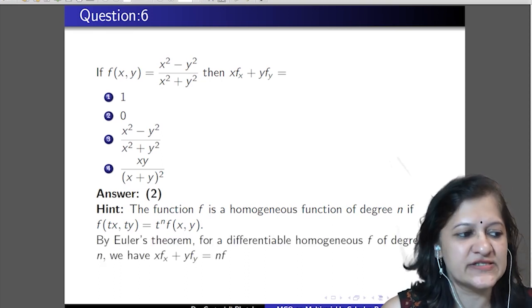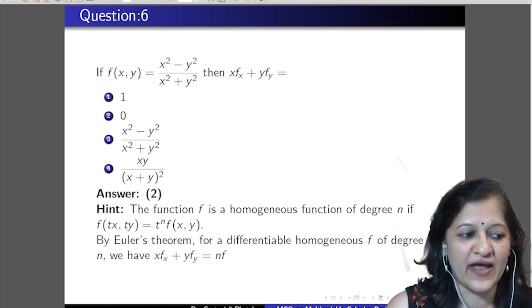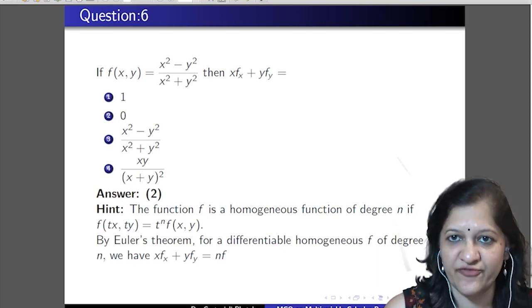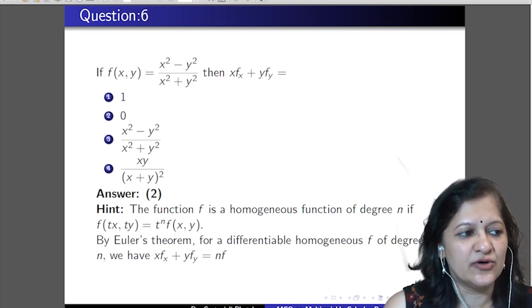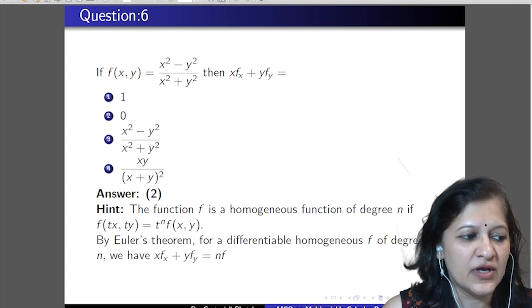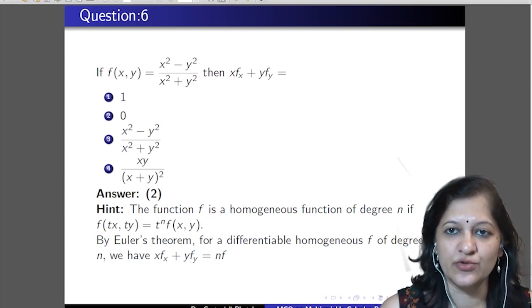Now by Euler's theorem, the value of x fx plus y fy equal to n times f. So in the given example, the function is a homogeneous function of degree 0, hence the value of x fx plus y fy equal to 0.